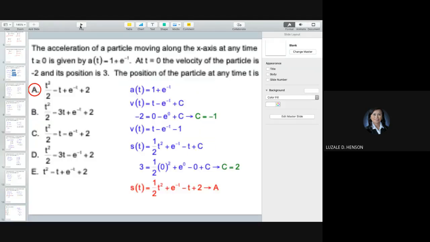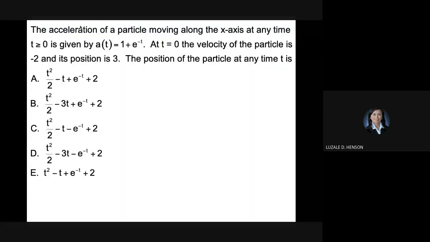Okay? So now, this is an application. The acceleration of a particle moving along the x-axis at any time t greater than or equal to 0 is given by this. At t equals 0, the velocity of the particle is negative 2, and its position is 3. The position of the particle at any time t is.